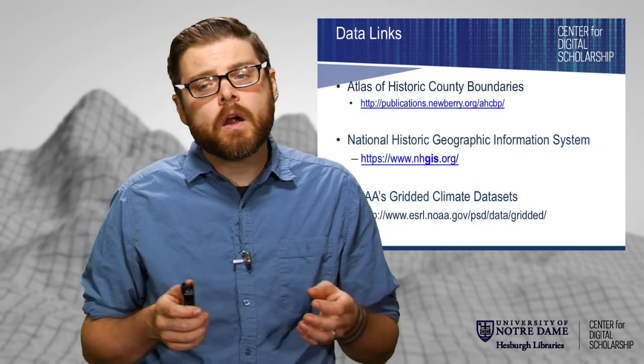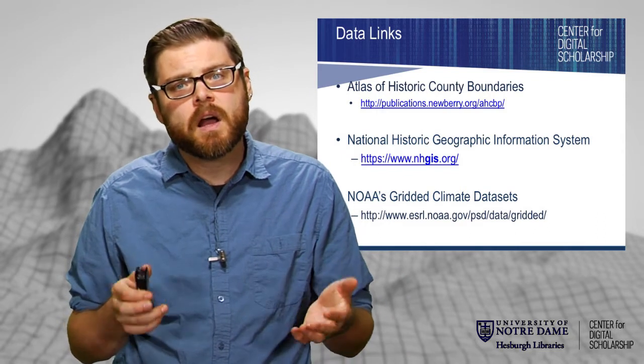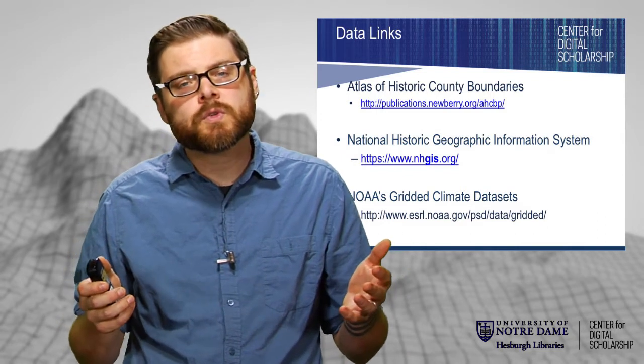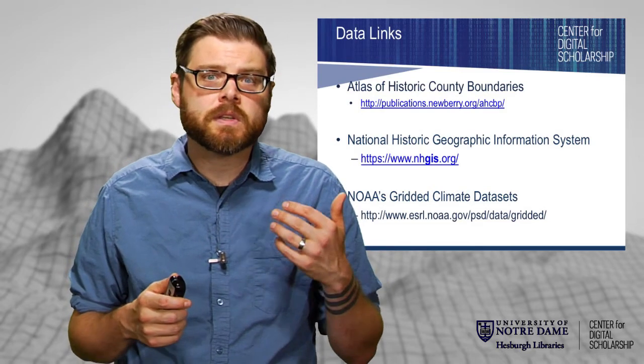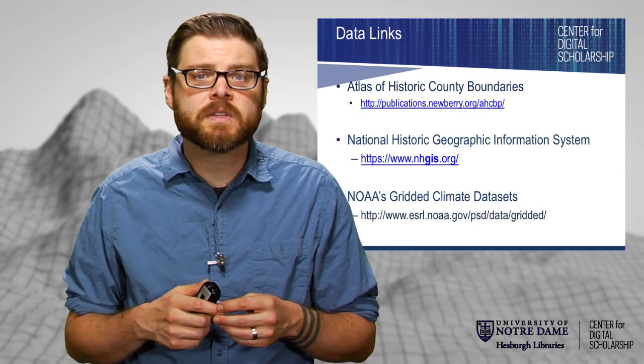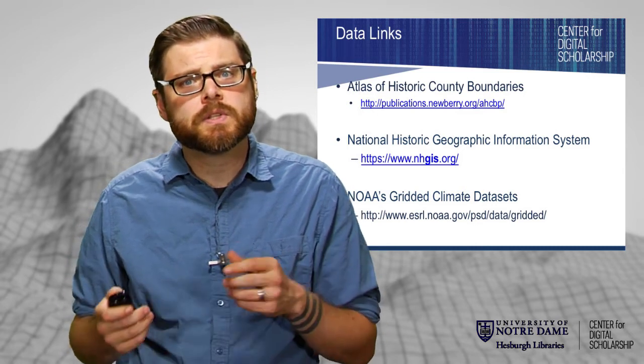And then there are a lot of places to find climatic data, particularly for the last 20 years or so, but there are models that go back even further. The best one of these is the National Oceanic and Atmospheric Administration, NOAA's website of gridded climatic data sets, the link for which is seen up here.